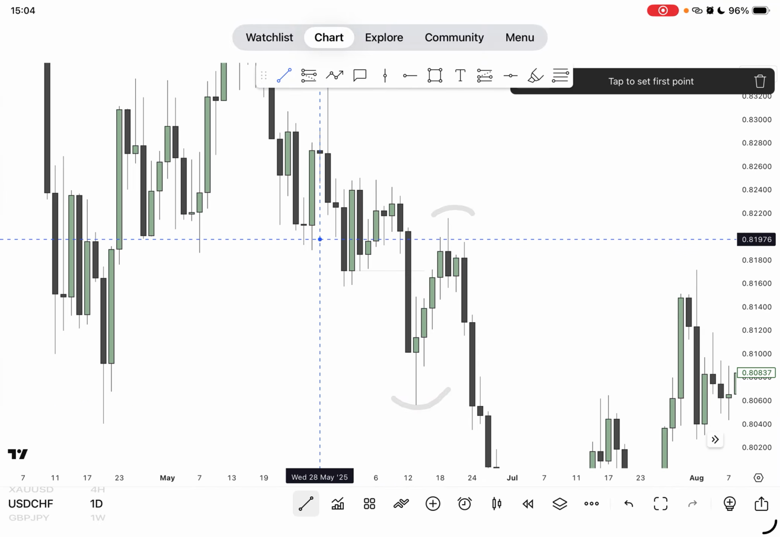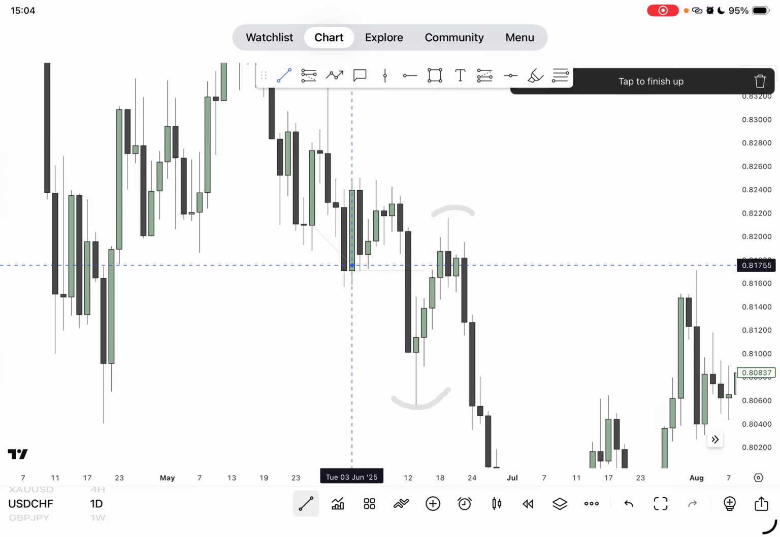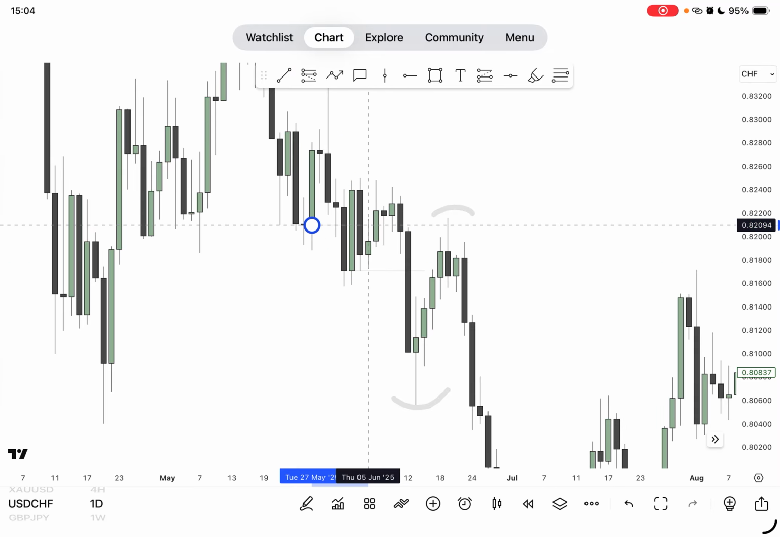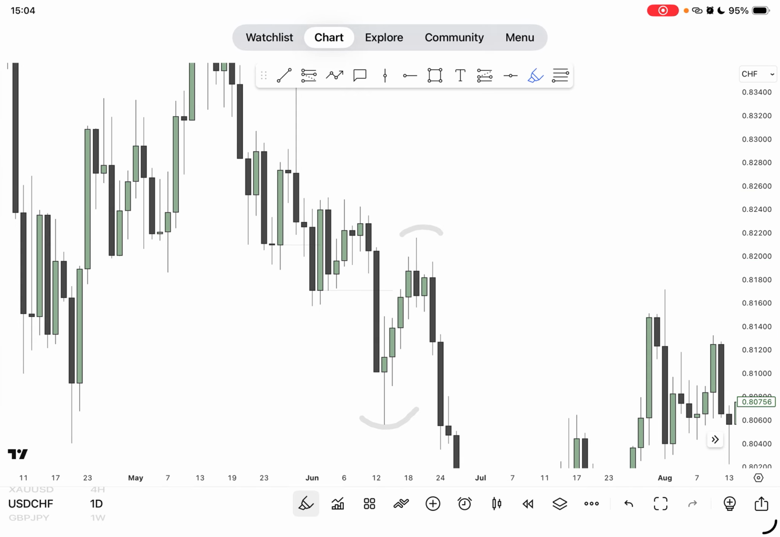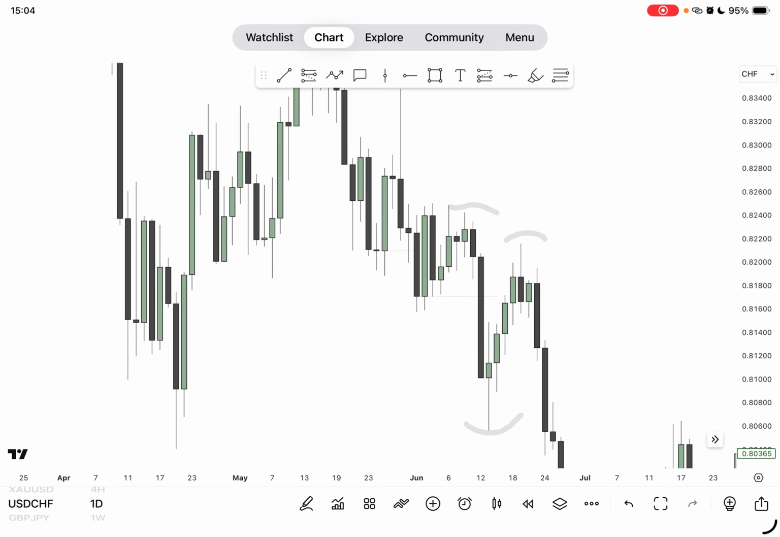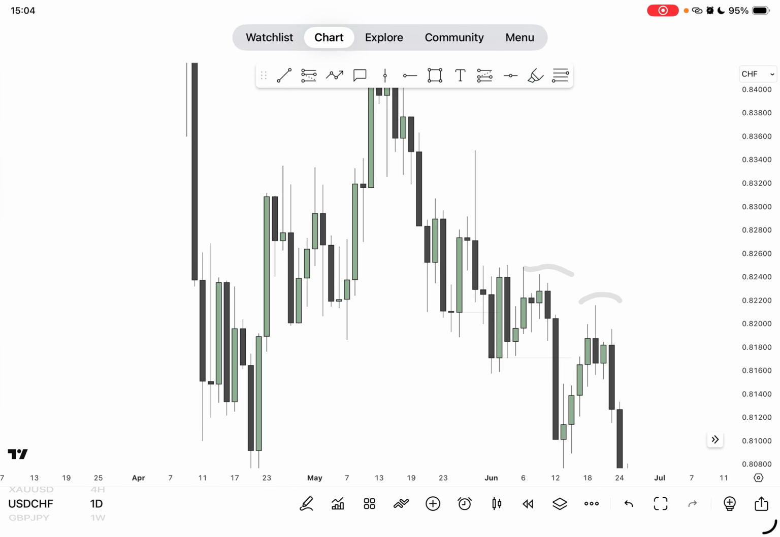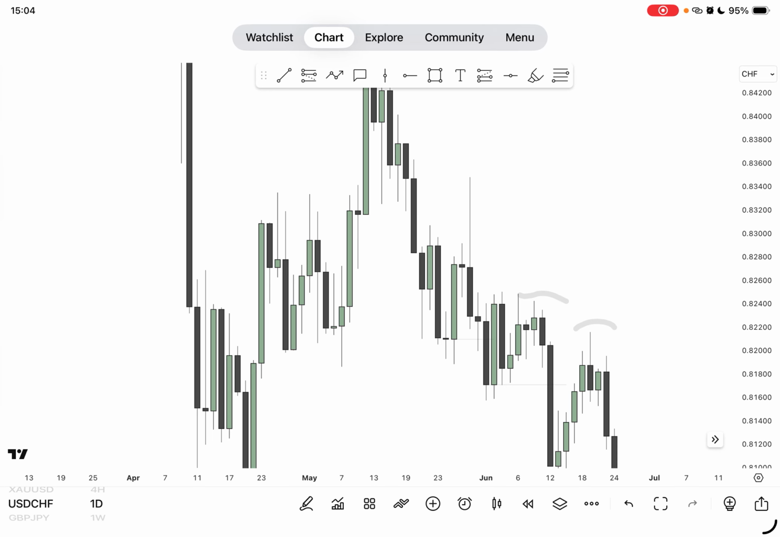We had this break right here, right? And what did price do? Price gave us a swing pattern to the downside also, right? Swing pattern to the downside. Then look at this.